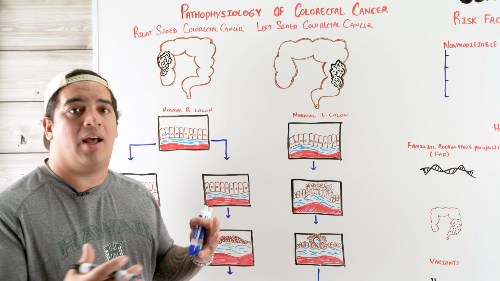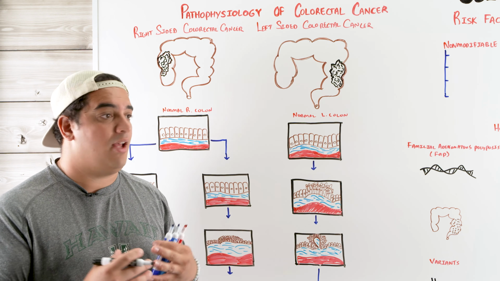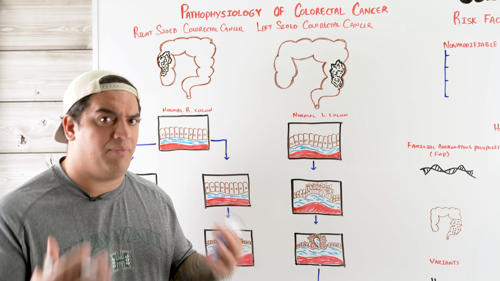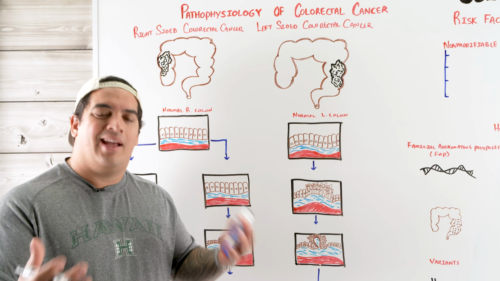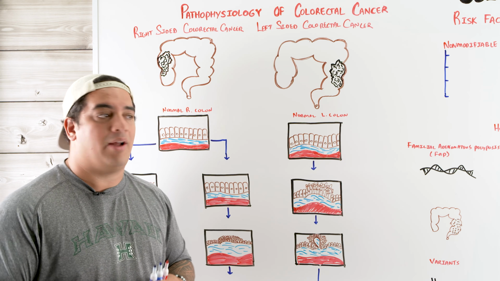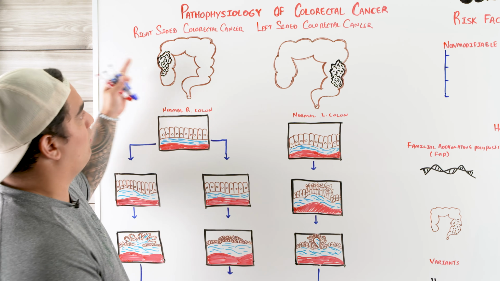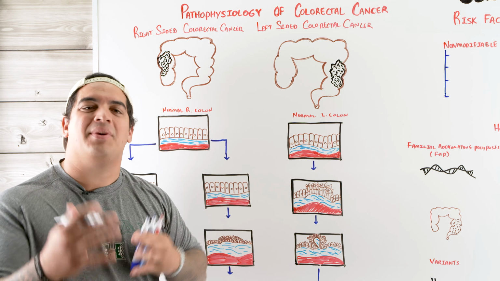But I think it's one of the best ways of doing this. It's going to help you organize the presentation, a little more of the pathophysiology and the causes behind it, and it's also going to help a little when we start talking about treatment. So first things first, we have right-sided and left-sided colorectal cancer. How do we define that?